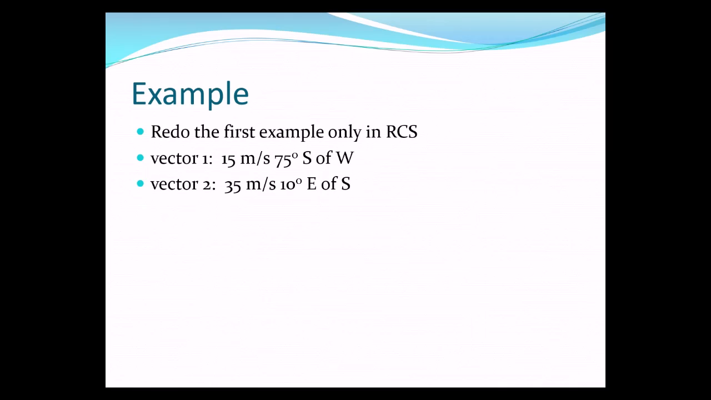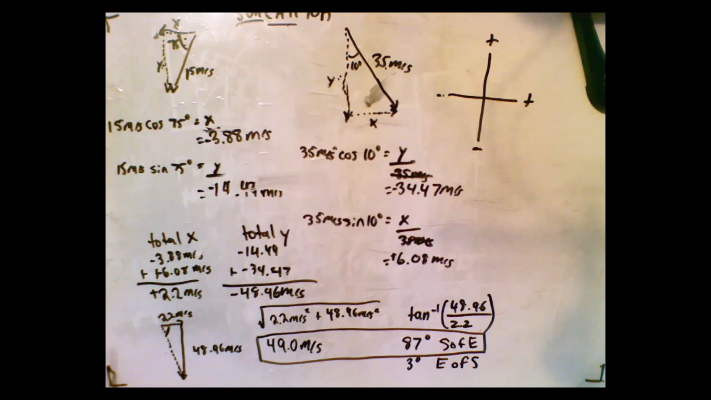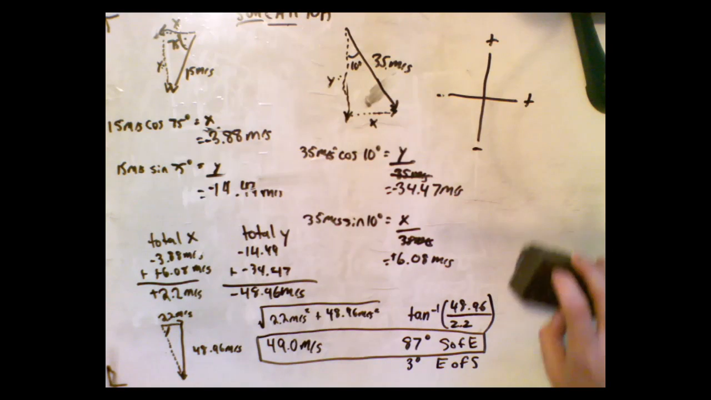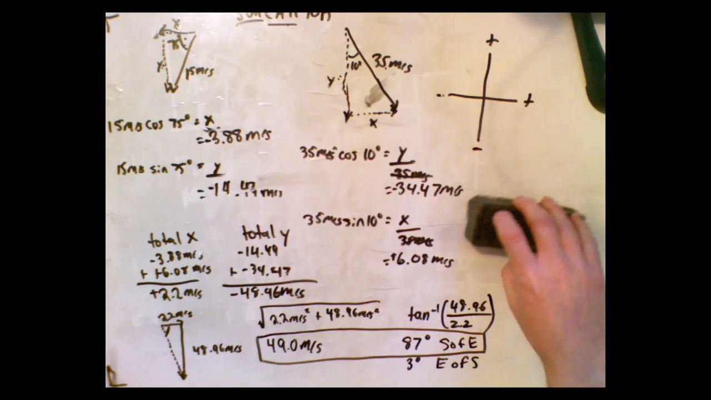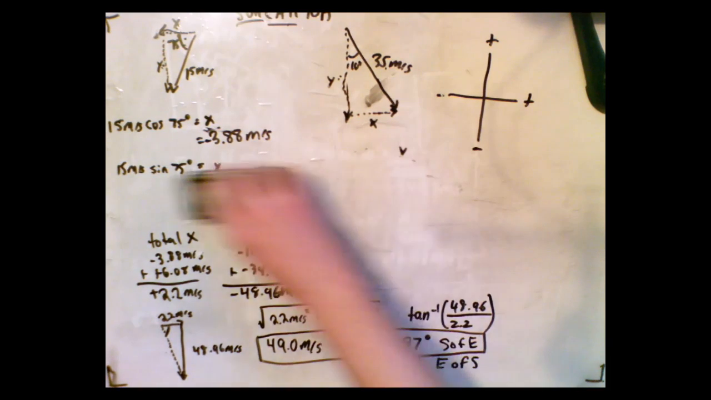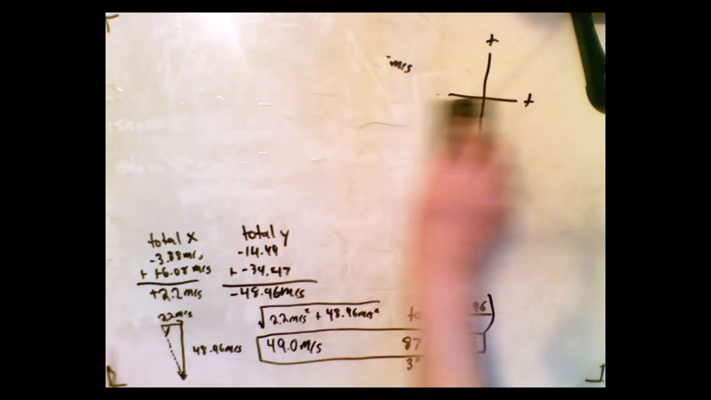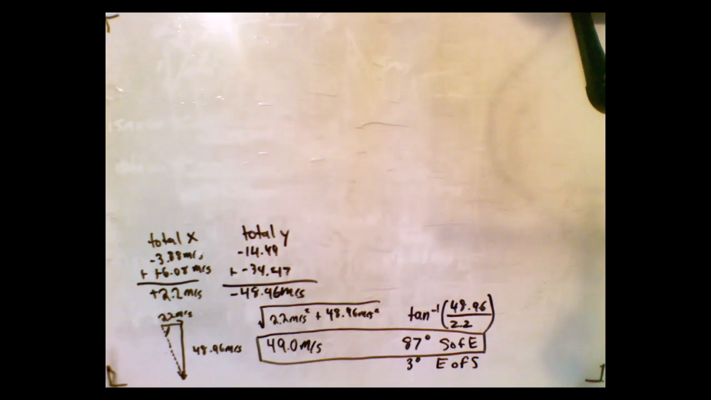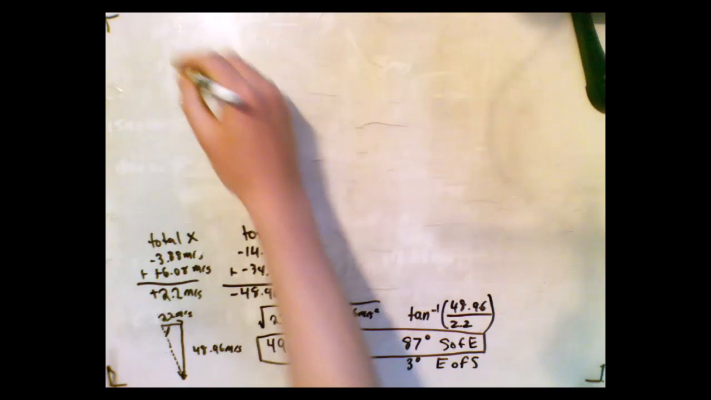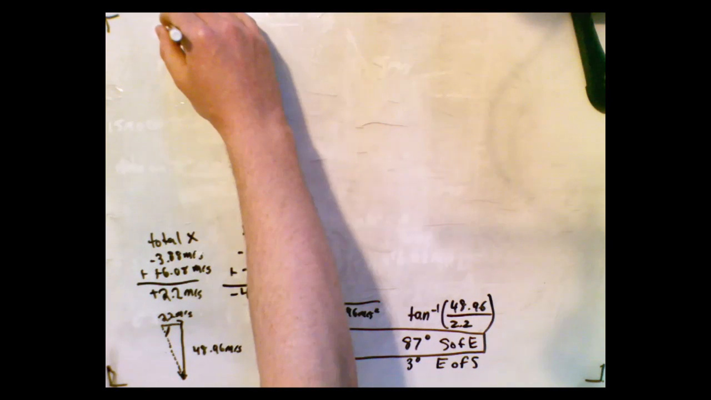So what we're going to do is solve the exact same question that we just solved, but we're going to use the RCS technique this time. I'm going to go back and erase all of this right here. I'm going to leave this down here because I'm going to show you that we get the same answer. We don't need as much space to work.